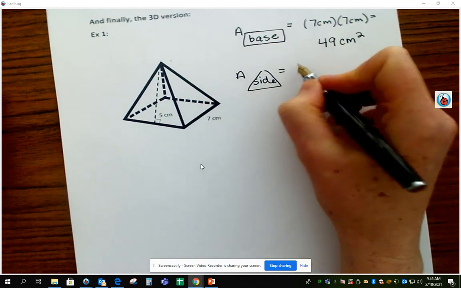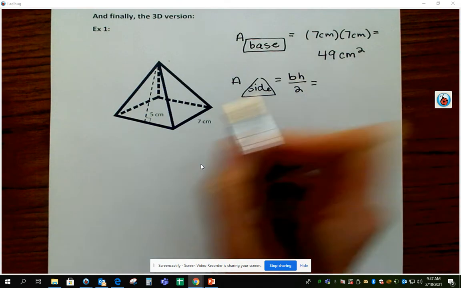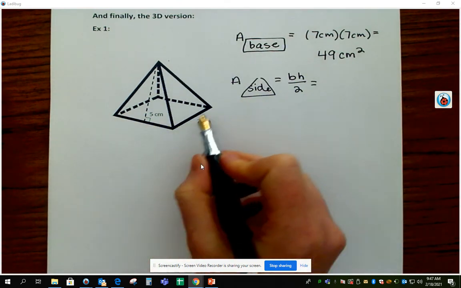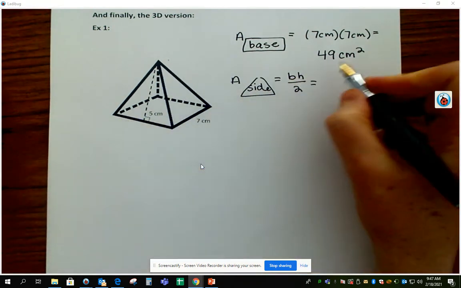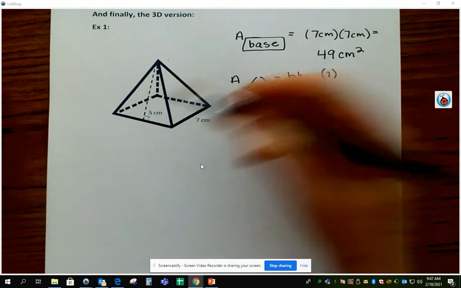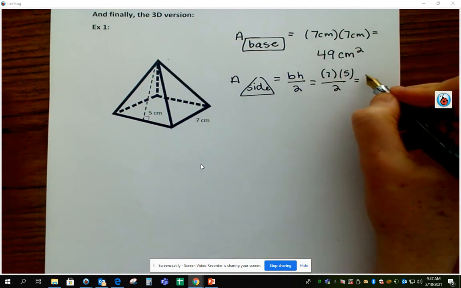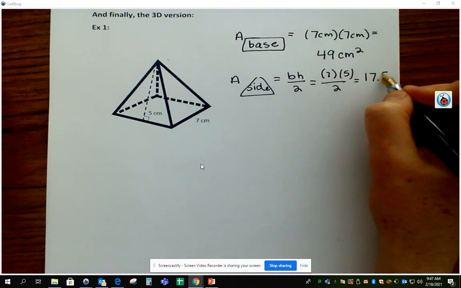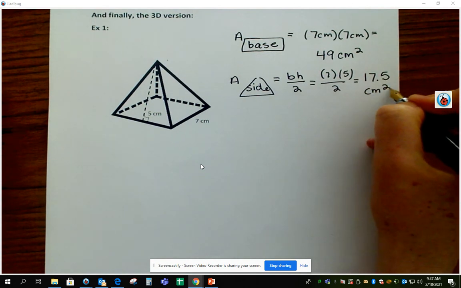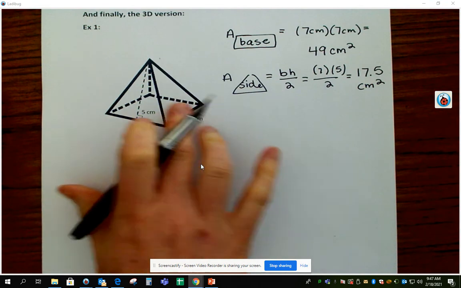Remember, it's a triangle, so base times height divided by 2. So the base of my triangle is the same as the side of one of these squares, so it's 7. The height of my triangle is 5 divided by 2, and that would give me 17.5 centimeters squared. So now I just need to figure out how many of each. There's only one base.